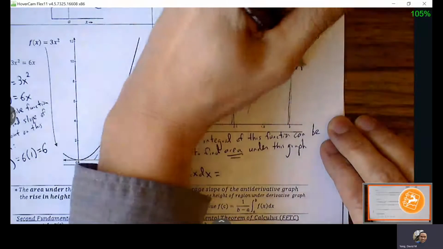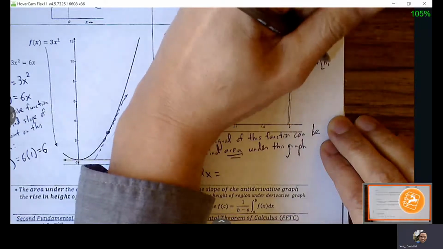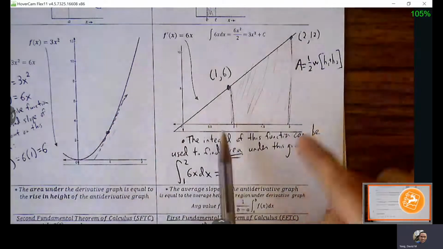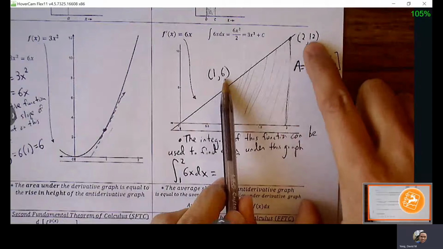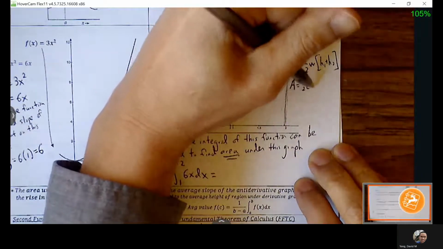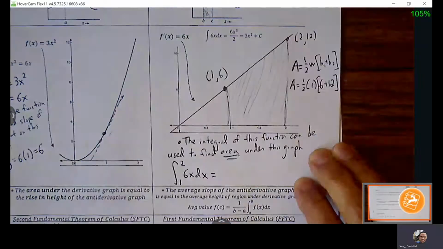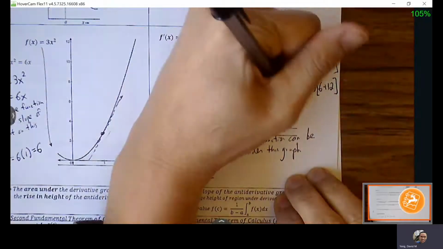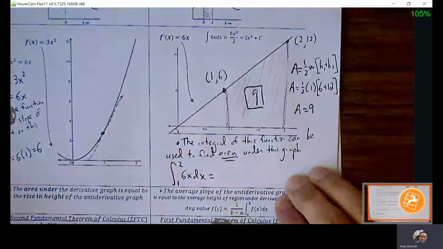We know the area is 1/2 width, height 1 plus height 2. So we know the width here. This is a width of 1, and the heights are 6 and 12. 6 plus 12 is 18. 18 divided by 2 is 9. So without the use of calculus, we know that area is 9.